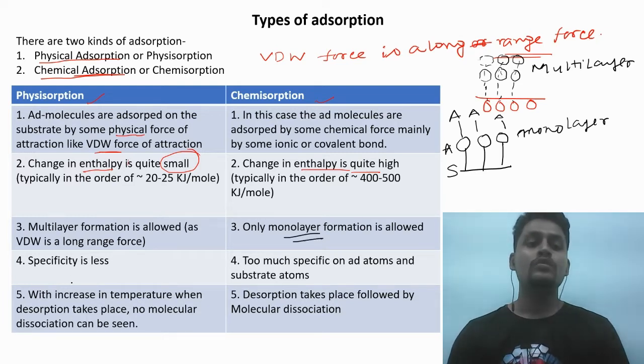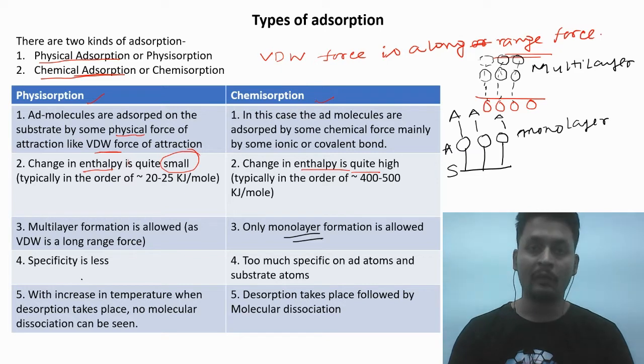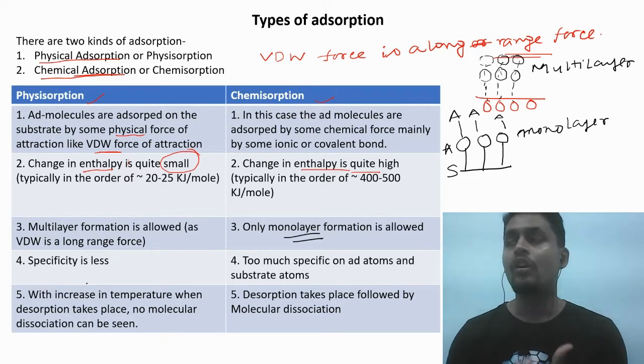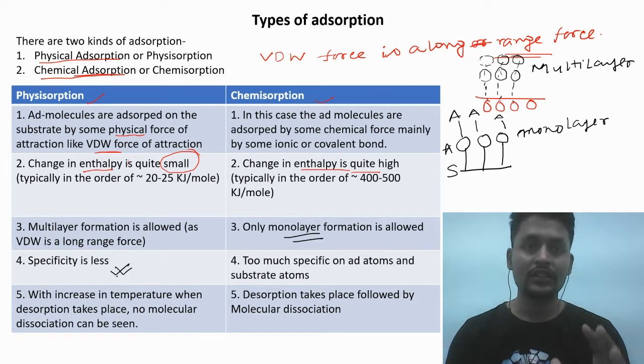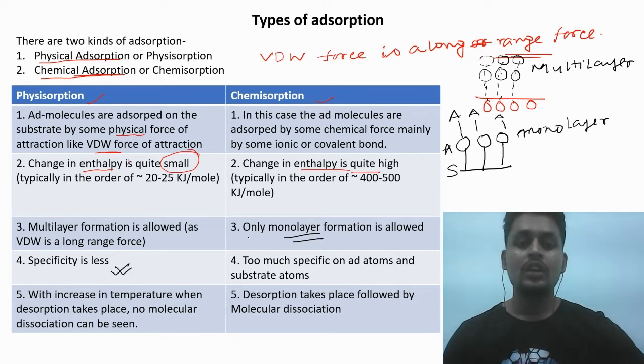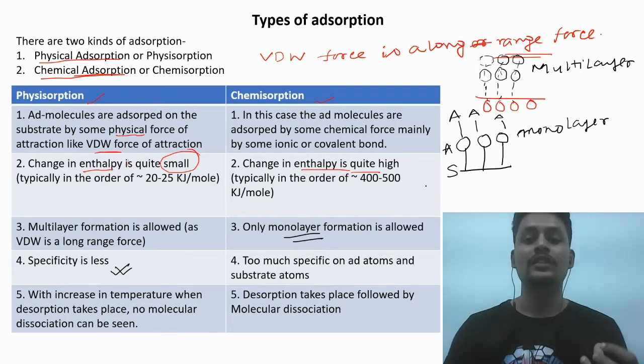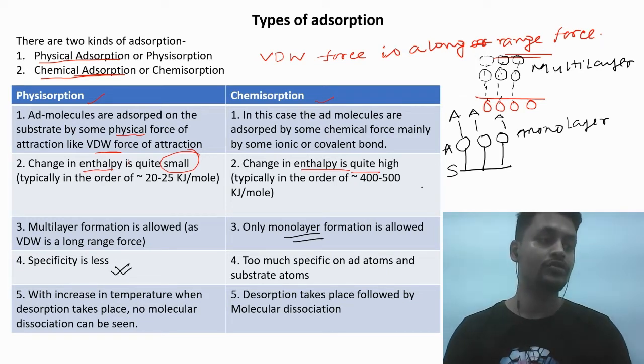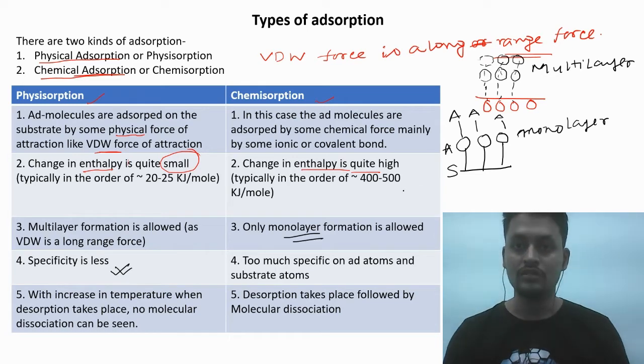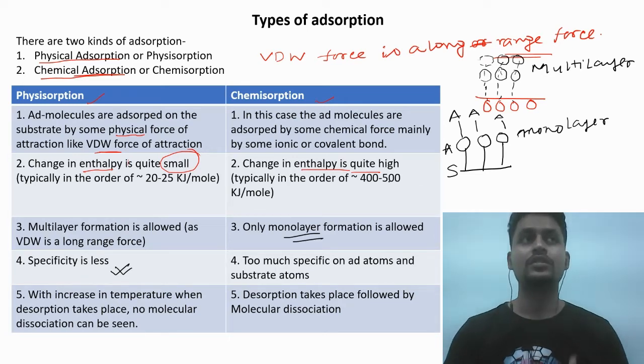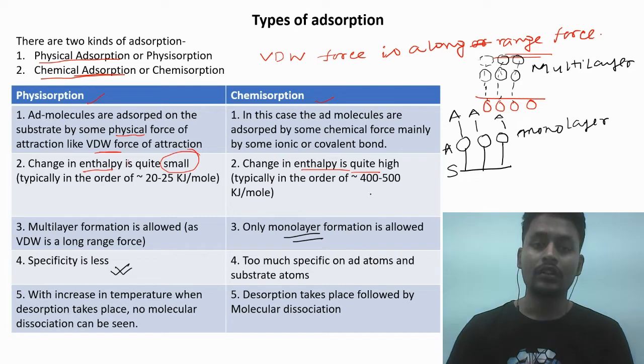Now, as there is no such strong force or bond formation required in physisorption, there is not much specificity compared with chemisorption, because chemisorption needs a chemical, covalent bond. So all molecules do not form bonds with all the other molecules. It is very specific which one can make a bond with which. So that means the specificity will be high.